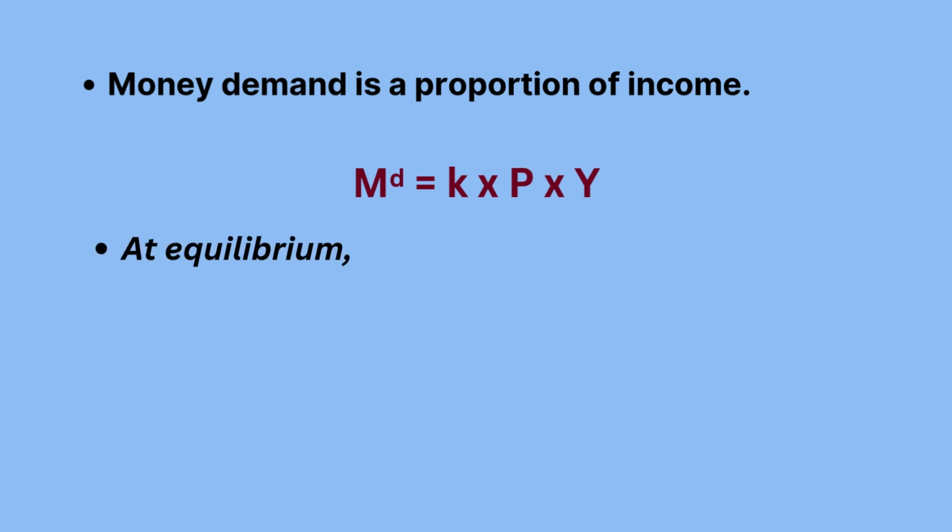At equilibrium, money supply, which is determined exogenously, should be equal to money demand. Therefore, M is equal to MD, which is equal to K into P into Y bar. We are taking Y to be constant because, as we've already stated before, output is determined by supply side factors.